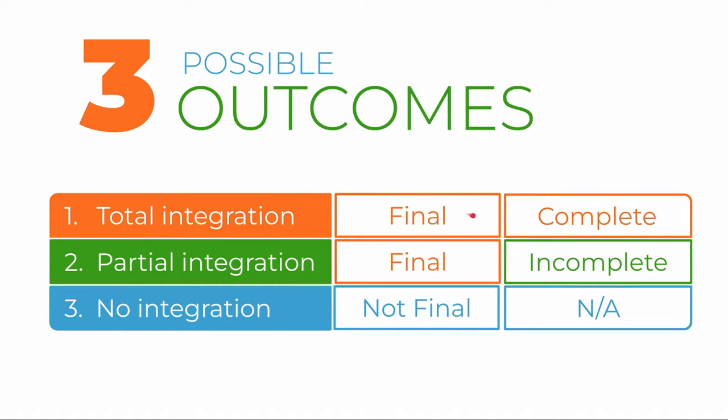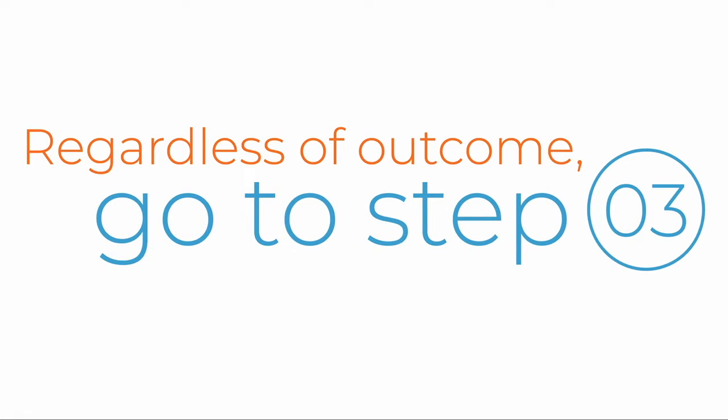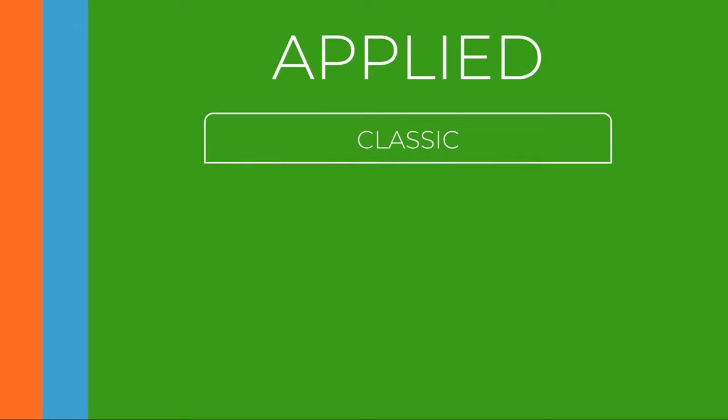Whatever bucket or category we put this written agreement that you and I have in as total, partial, or not integrated, we ultimately would still need to go to step 3. So let's apply what we just said in assessing what our agreement is. So how do we do that?